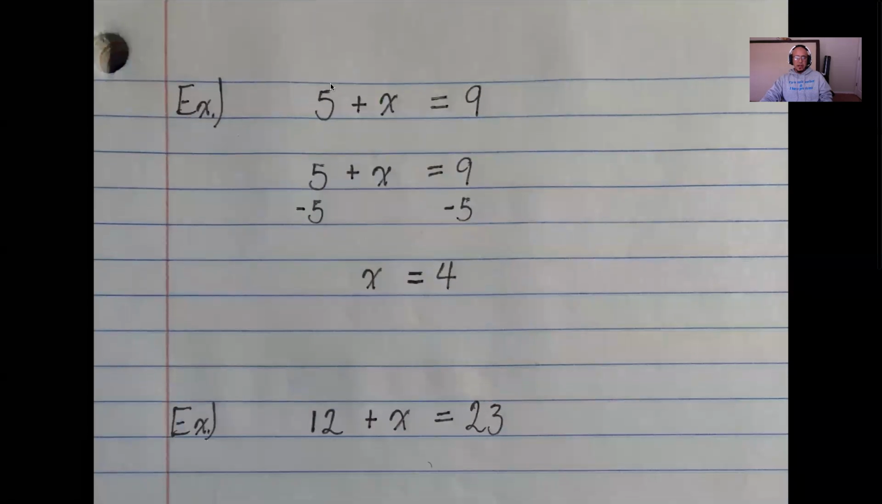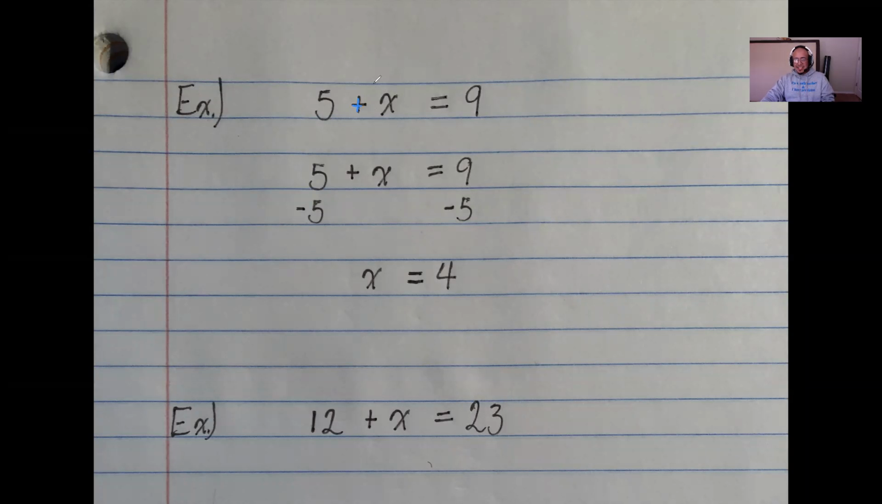Here we have 5 plus x is equal to 9. Again, what is my goal? Isolate the variable. All right. How am I going to do that? Well, I'm going to use the opposite operation, the inverse operation. Notice how I'm adding in this problem, ladies and gentlemen. I am adding. What is the opposite of adding 5?